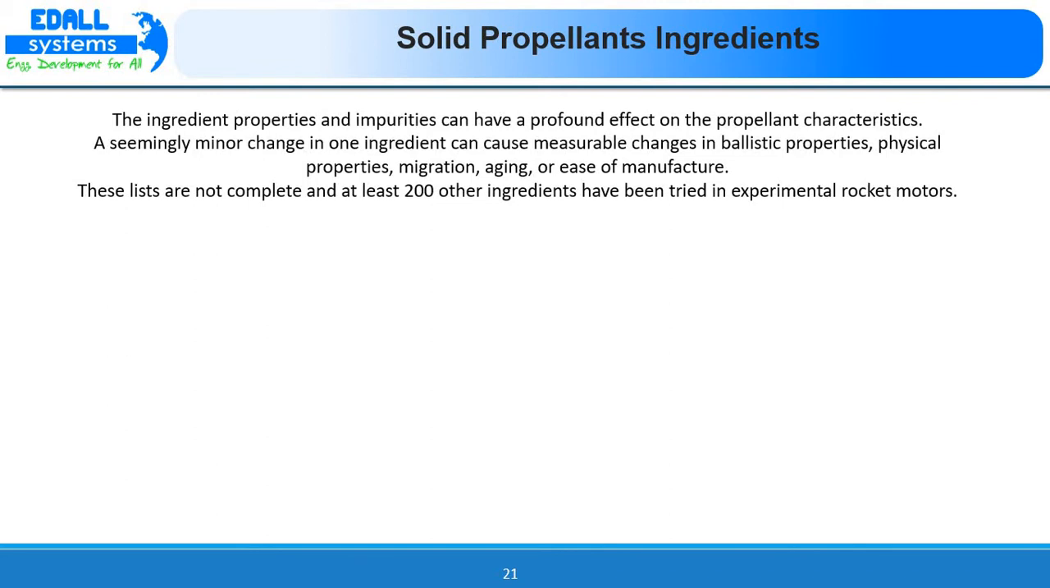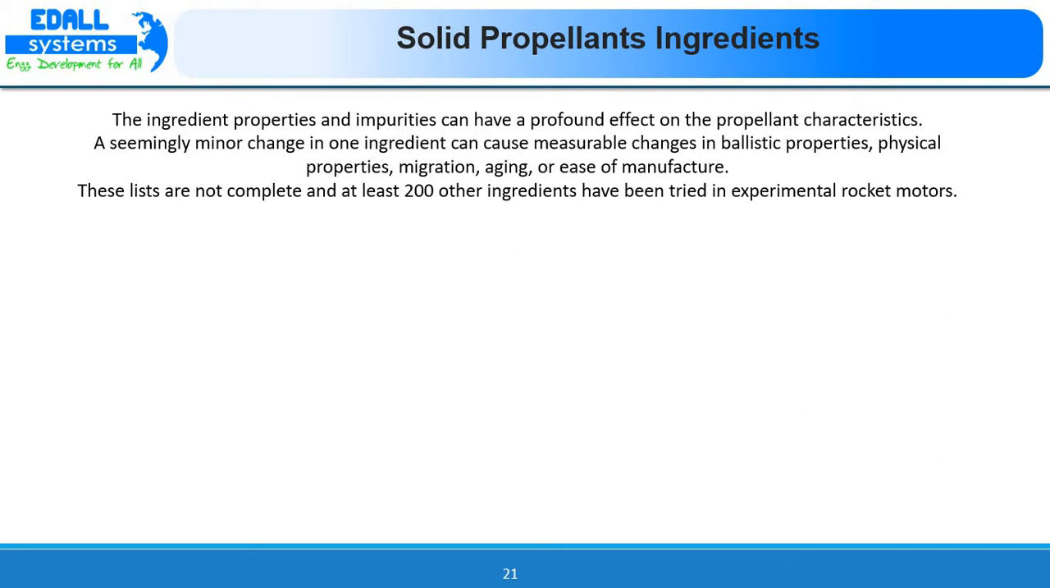So the ingredient properties and impurities can have a profound effect on the propellant characteristics. A seemingly minor change in one ingredient can cause measurable changes in ballistic properties, physical properties, migration, aging, or ease of manufacture. So we have seen different ingredients which are added to the solid propellants which will enhance their performance and reduce the non-desirable properties of the propellants.